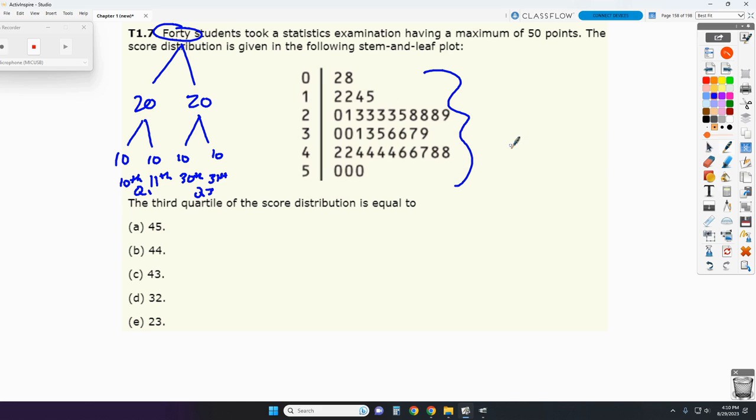Now, since I have all of the data here, I would just quickly punch these into a list. And you might go, yeah, but it's 40 values. Do you want to be for sure? Or do you want to play around with these ties between even numbered data sets? It's really up to you. Go put the numbers in list 1. Go do some one variable stats, scroll down to the bottom, and guess what it's going to tell you for Q3? That Q3 is equal to 44. And the correct answer is B.